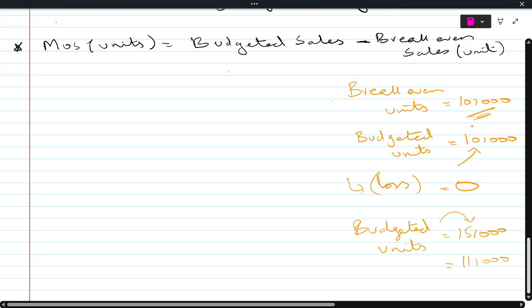So now in this particular case, in the second case that I explained to you, if I calculate the margin of safety in terms of units, it is going to be the budgeted units, which are 15,000, minus 10,000, right? So 15,000 minus 10,000, that means 5,000. So what is our margin of safety? 5,000 units. Now do you know what this means?